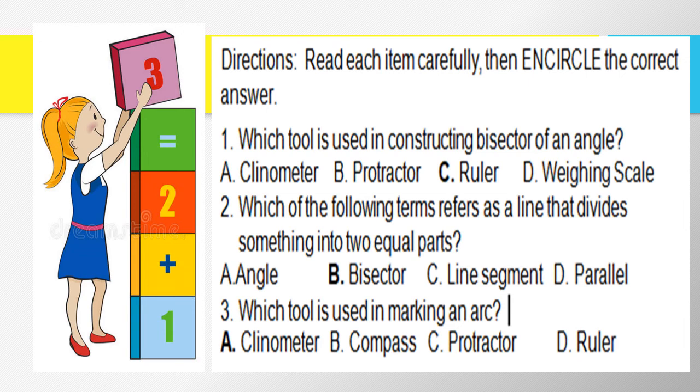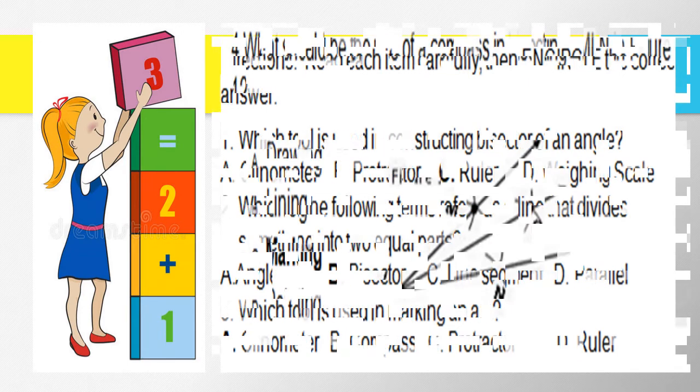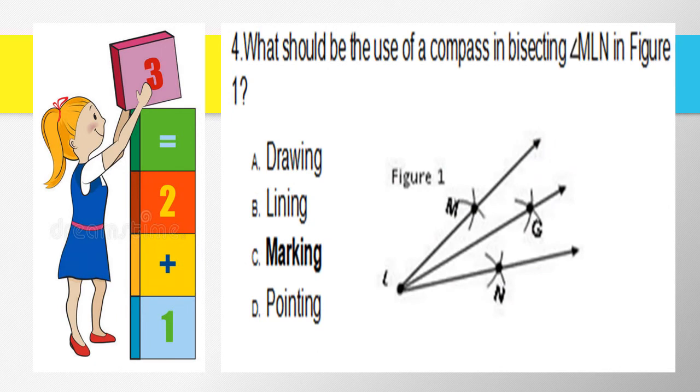Let's proceed with number 4. What should be the use of a compass in bisecting angle MLN in figure 1? A. Drawing, B. Lining, C. Marking, D. Pointing. As you can see in figure 1, there are marks of points M, G, and N. So, that is letter C, marking.